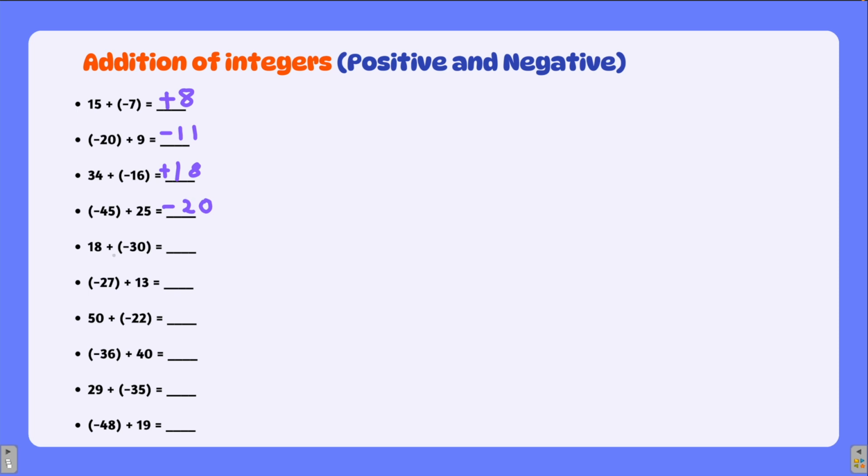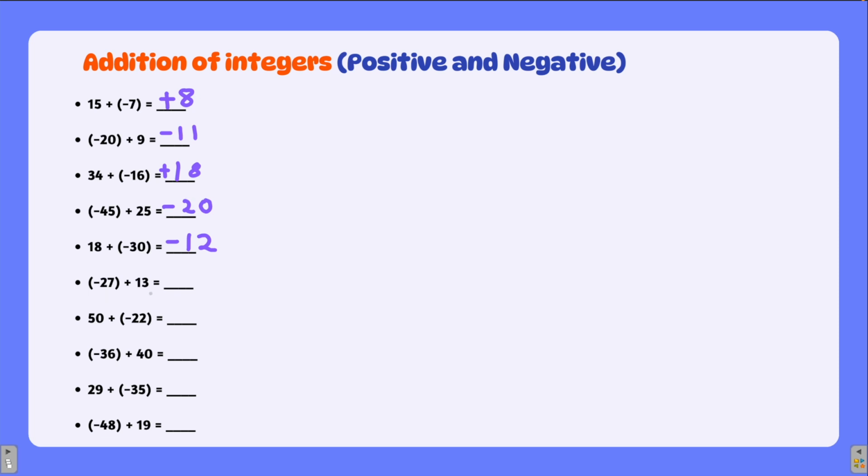18 plus minus 30. So we will subtract 18 from 30 and with a negative sign. So 0 minus 8 will give you 2 and this 3 will become 2. 2 minus 1 is 1. So it's 12 now with a negative sign. Why negative? Because 30 is greater than 18.